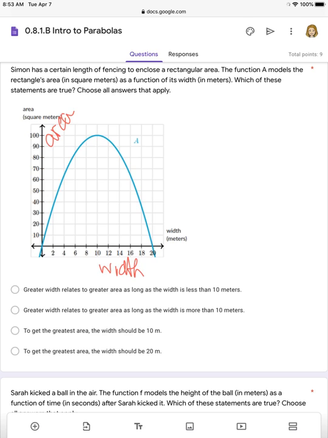Notice a couple of things. On the x-axis, the width is getting larger. On the y-axis, the area is getting larger until it reaches the maximum point, and then it's going to come back down. So we want to decide which choice down here makes the most sense. So it says greater width relates to greater area as long as the width is less than 10. So 10 is kind of important here. Let's look at it.